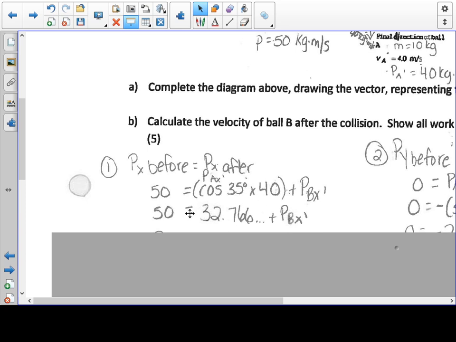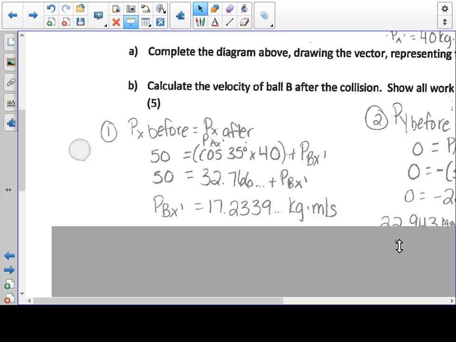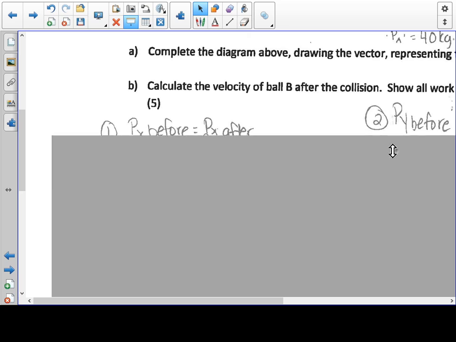So 50 is equal to 32.766 plus the remainder momentum from ball B, which, when we solve for it, finds that the momentum in the x direction after collision of ball B is equal to 17.2339 kilogram meters per second. With the x direction figured out, now it's time to work on the y direction.